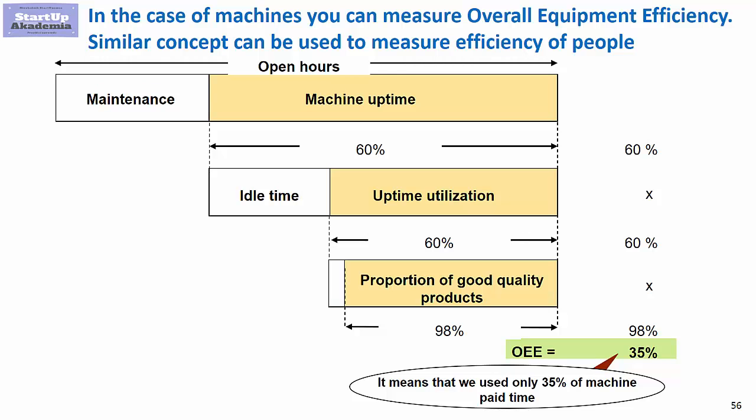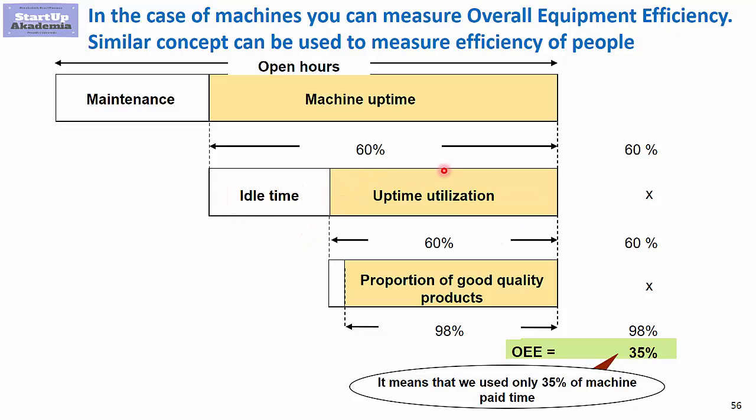So first of all, let's go through what the overall equipment efficiency is. If you have an expensive machine, you would look at the time it can operate. And what you would discover is that some of the time is being wasted on maintenance. So this is how you get machine uptime. In this case, we lose 40%. Then additional time is being lost due to lack of work, some bad organization, etc.